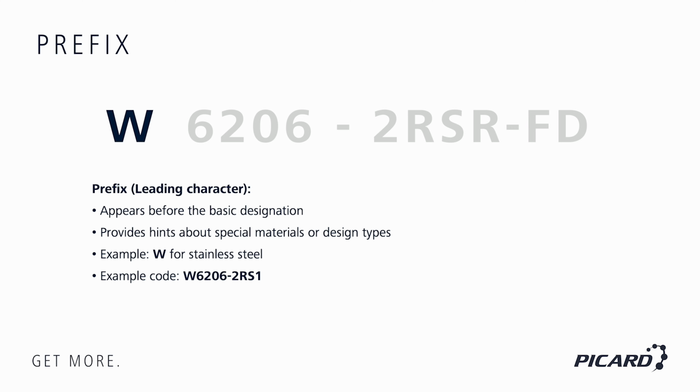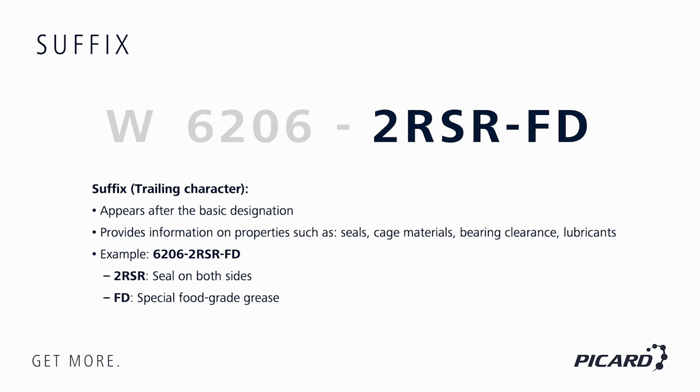A bearing with this designation would be W62062 RS1. Suffixes describe specific properties. For example, the bearing code 62062 RSRFD tells us 2RSR means it has seals on both sides. FD indicates that it is lubricated with a special food-grade grease. By understanding these codes, you can easily determine a bearing's specifications just by looking at its designation.